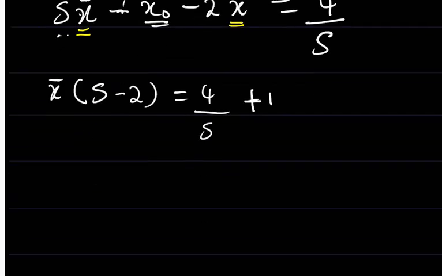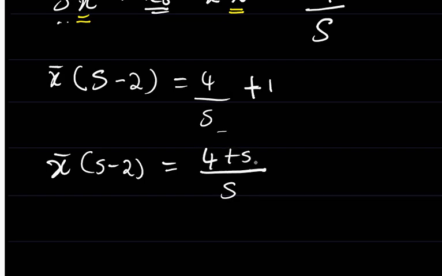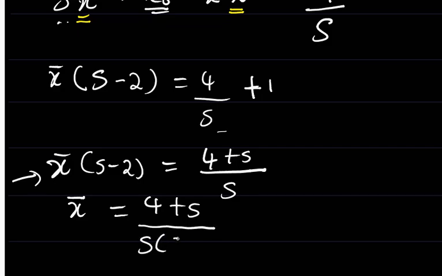Okay, so now let's do this. This is going to be x bar times s minus 2 is equal to, when you simplify this fraction, 4 plus s all over s. So the last step now, I have to make x bar the subject of the formula. So what is x bar? That's going to be 4 plus s, divided by s into s minus 2.